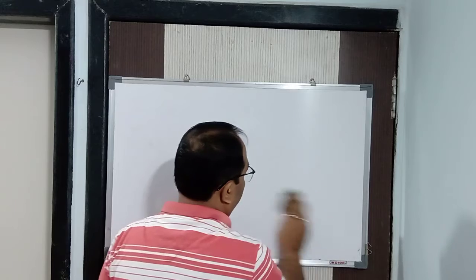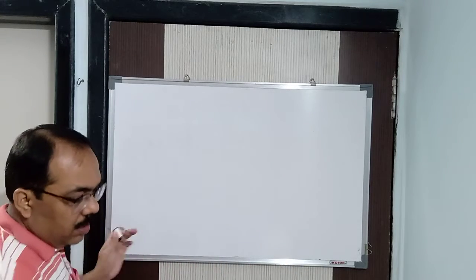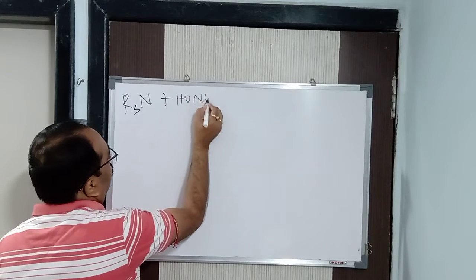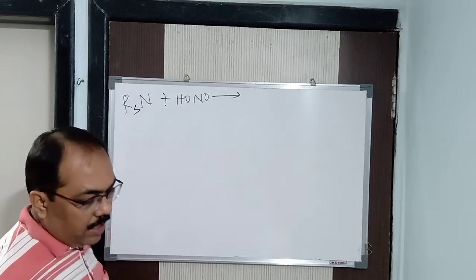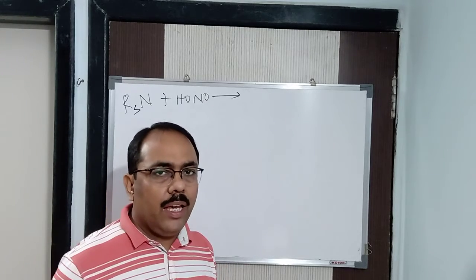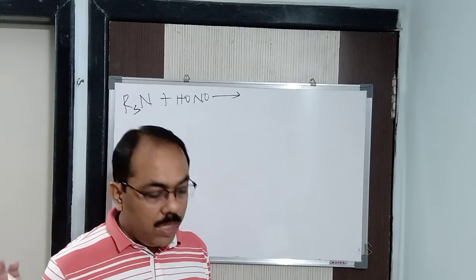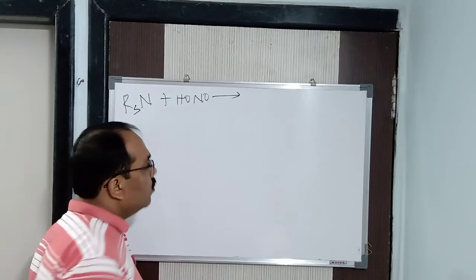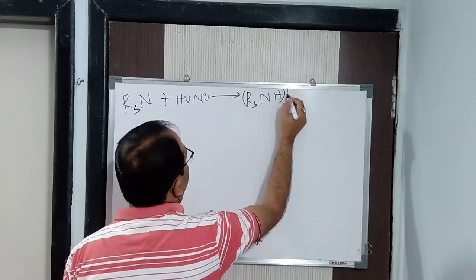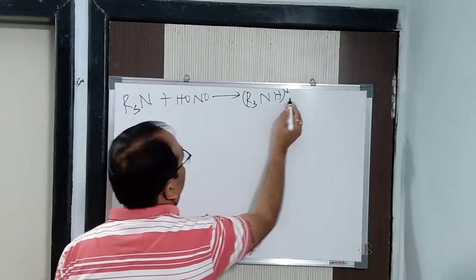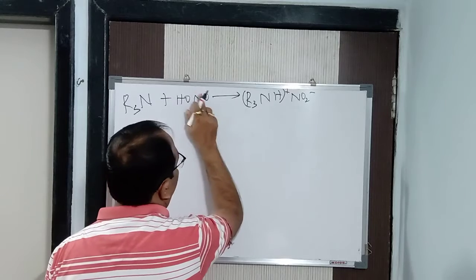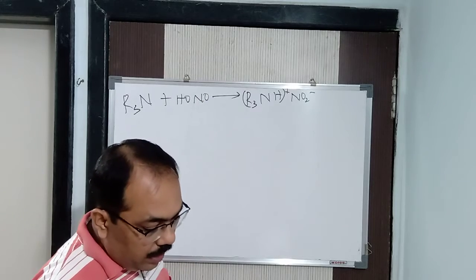Now with tertiary amines, that is nothing but R3N plus HONO, that is nitrous acid. Again I repeat, that is HONO. From where am I going to get it? I am going to get it from NaNO2 and HCl, which will give you HNO2 plus NaCl. So here what I am going to get is R3NH plus, then NO2 minus. You will be getting this particular one.